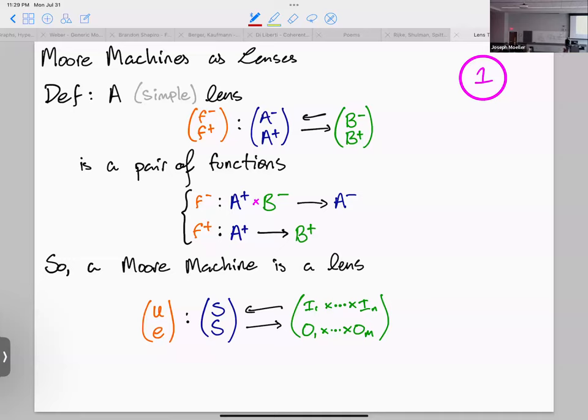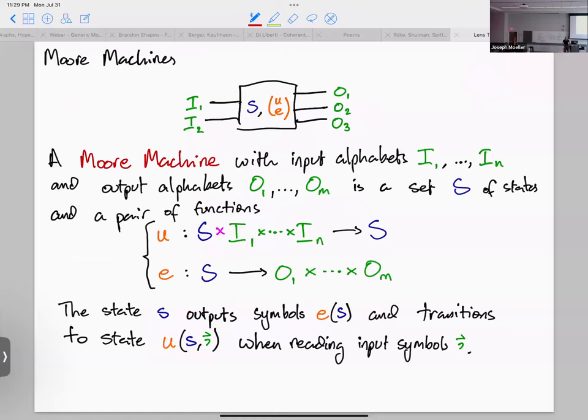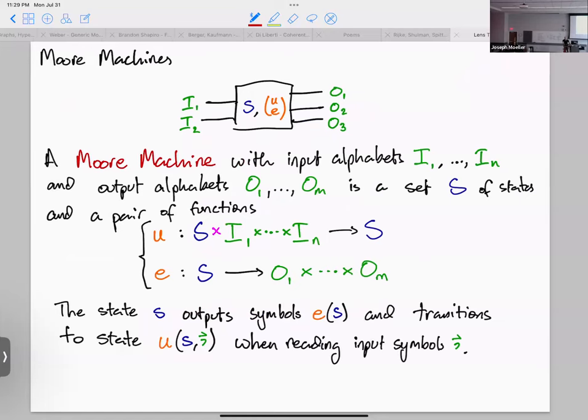And this is our bidirectional lens. And so a Moore machine, as you can see, is a lens of this form, where our state space is S and S are the same set here. And then on this side, we have the interface for the Moore machine, where on the bottom, the downflow is the outputs, and the top is the inputs. If you substitute it in, you'll find that it's the same definition as here. It's this pair of maps going in opposite directions.